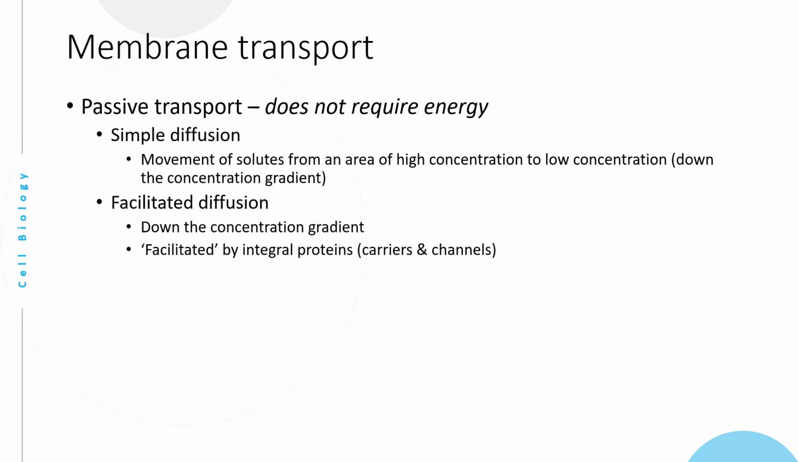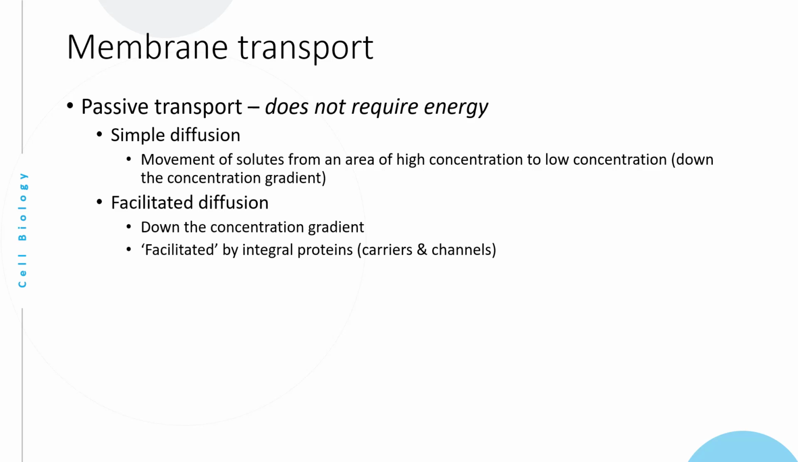Now, transport across the plasma membrane occurs by two mechanisms: passive or active. Passive transport does not require energy, and there are a few types. Number one is simple diffusion, which is the movement of solutes from an area of high concentration to low concentration, or down the concentration gradient. The second type is facilitated diffusion, which is again similar to simple diffusion.